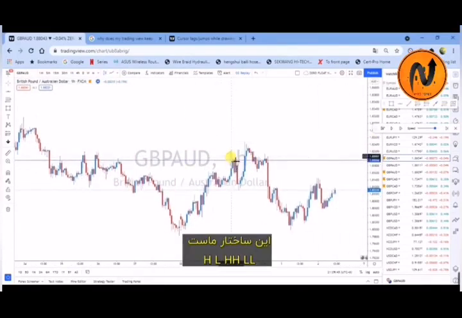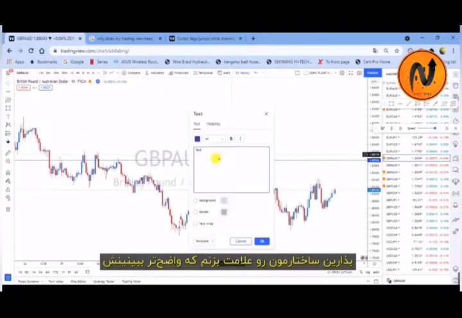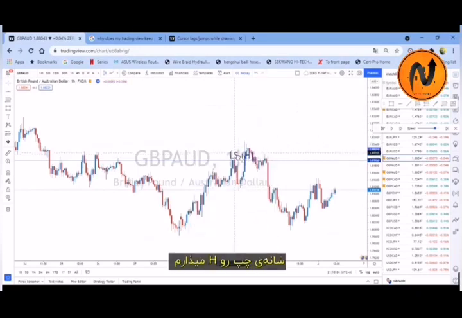This is our structure: high, low, higher high, lower low. Let me mark the structure so that you can have a clear view of it. So this is our left shoulder. Okay, our left shoulder, I will mark it as a high. LS is the left shoulder, so mark it as a high.